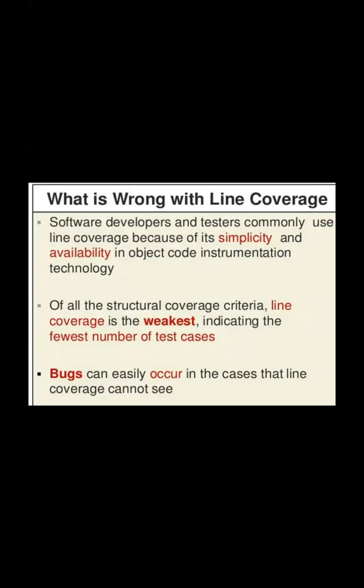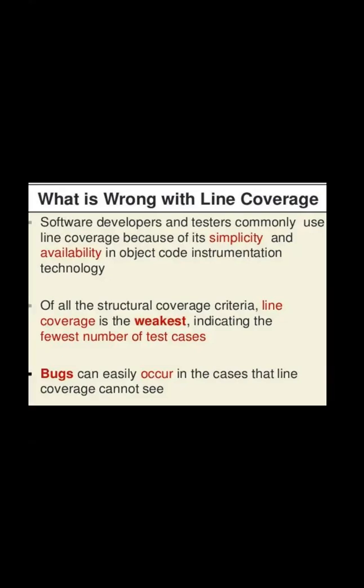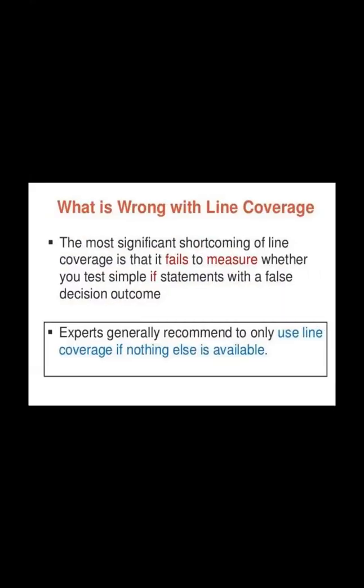Of all the structural coverage criteria, line coverage is the weakest, indicating fewer test cases. Each and every line is taken for testing. Bugs can easily occur in the cases that line coverage cannot see, so there may be chances of leaving some unidentified errors. So what is wrong with line coverage? The most significant shortcoming is that it fails to measure whether a test statement has a true or false outcome.